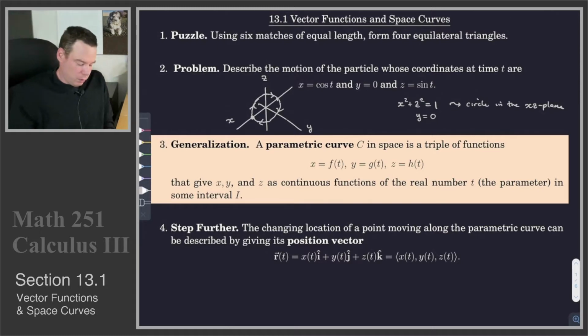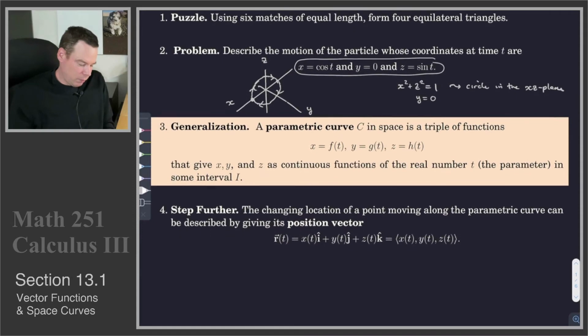Now, in general, such a set of equations, so x is a function of t, y is a function of t, and z is a function of t, this is called a parametrized curve or a parametric curve. And it's given by 3 functions, each a function of t, each one of them telling us how the corresponding variable changes over time. So x is f of t, y is g of t, and z is h of t. t is called the parameter of this parametric curve.